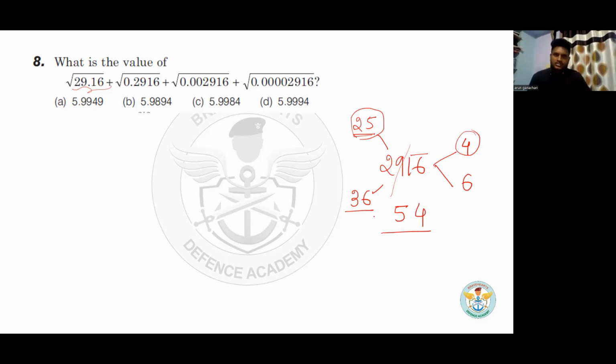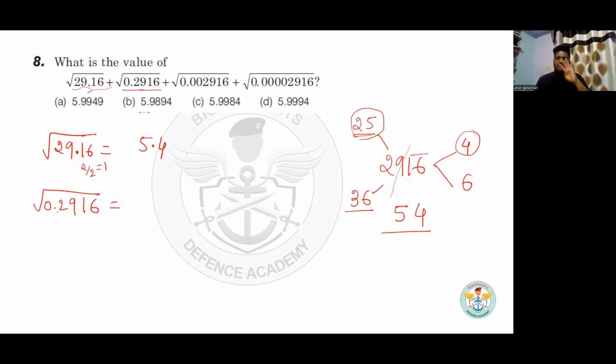If we have found this out, then the question is very easy. First, we have to find what? Square root of 29.16. The answer is 54. Now we have to look for the decimals. Here, after decimal, there are 2 digits. So that 2 has to be divided by 2 because we are finding square root. So what is 2 divided by 2? 1. So after square root, how many digits will be there? After square root, there will be 1 digit. Then we have to find the square root of this. What is the square root of 0.2916? How many digits are there after decimal? There are 4 digits.